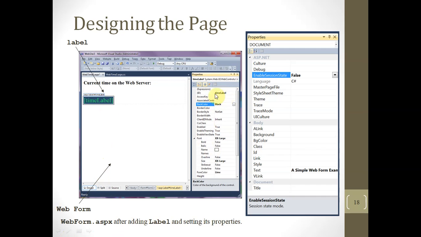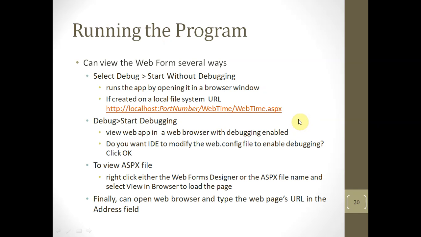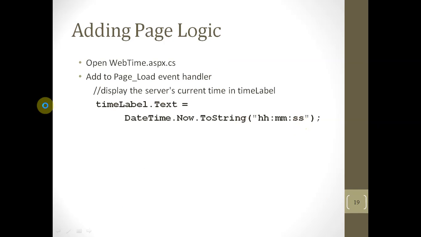This is the ID, meaning the name of this label is time label 1. So we have mentioned here time label 1 dot text equals DateTime.Now.ToString. Inside the DateTime class, Now means the current time, and ToString means it will be converted into string form. So with HH mm ss, hours, minutes, seconds, it will display the time, how many hours, how many minutes, how many seconds. It will display there. So this will be displayed over here.